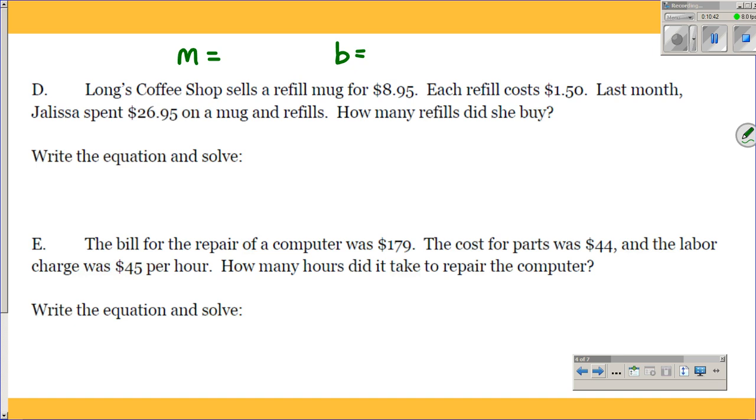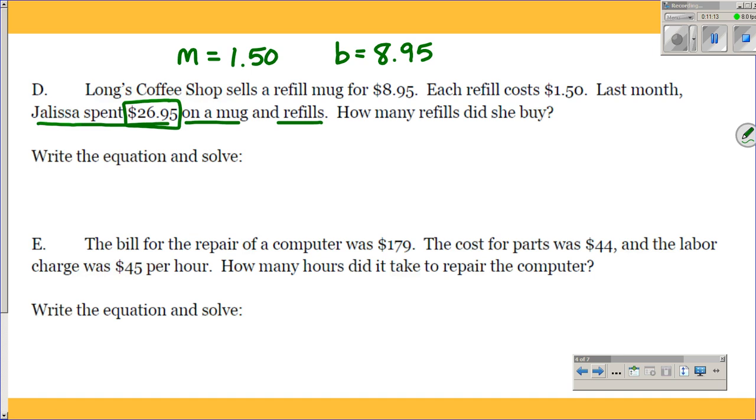So we know Jaleesa spent money, and we know she spent a total amount of $26.95. Now notice they're telling us she spent this money on a mug, which means she only purchased one, and refills. So that could mean more than one. So the mug cost is going to be the y-intercept. The refill cost is going to be our rate. As we purchase more refills, the amount we spend is going to increase.